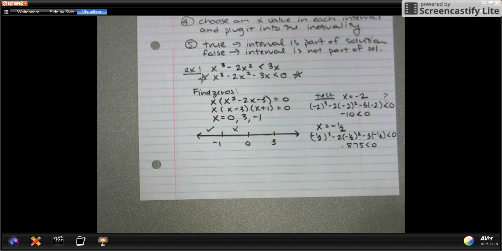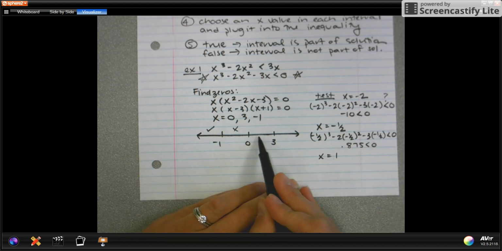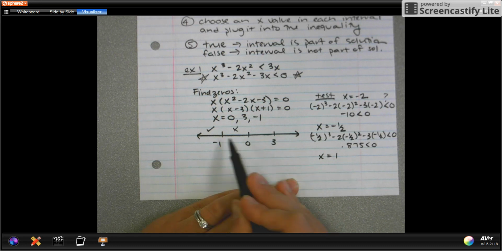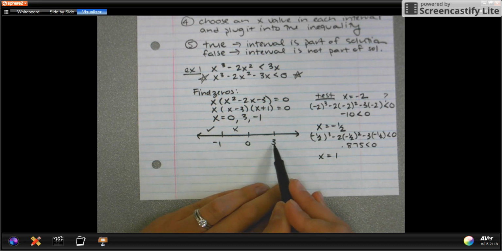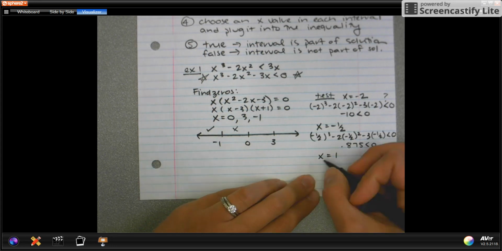I'm just going to move on and test x equals 1, because I could have chosen any number between 0 and 3. You don't want to choose the actual endpoints of the interval, just any number you want between 0 and 3. 1 seemed easy to me.